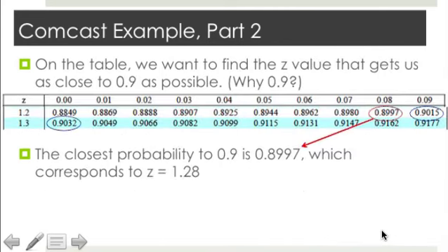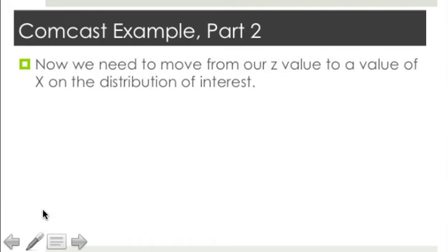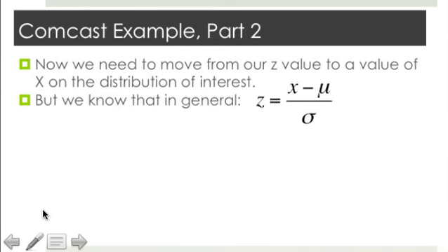Knowing that, we can now move from the z-value that we've just computed from the tables and use the formula for z-scores to get a value for x on the distribution that we really care about, which is the number of hours of repair. We're going to use our formula for z-score that we've been using before, but now we'll use it a little bit differently. We have to fill in what we know.